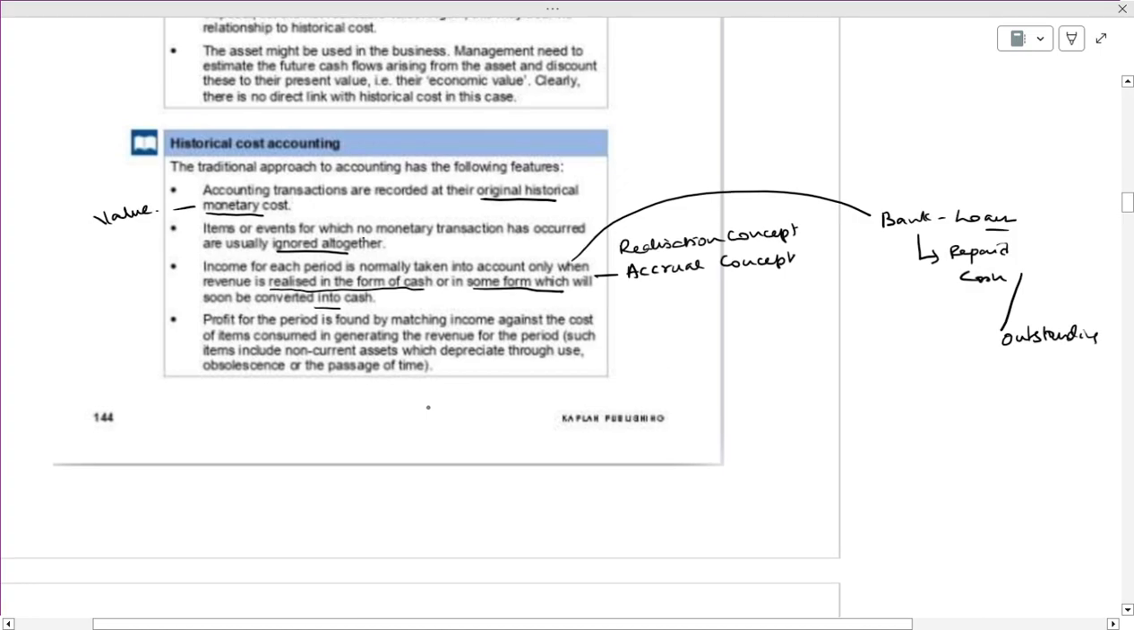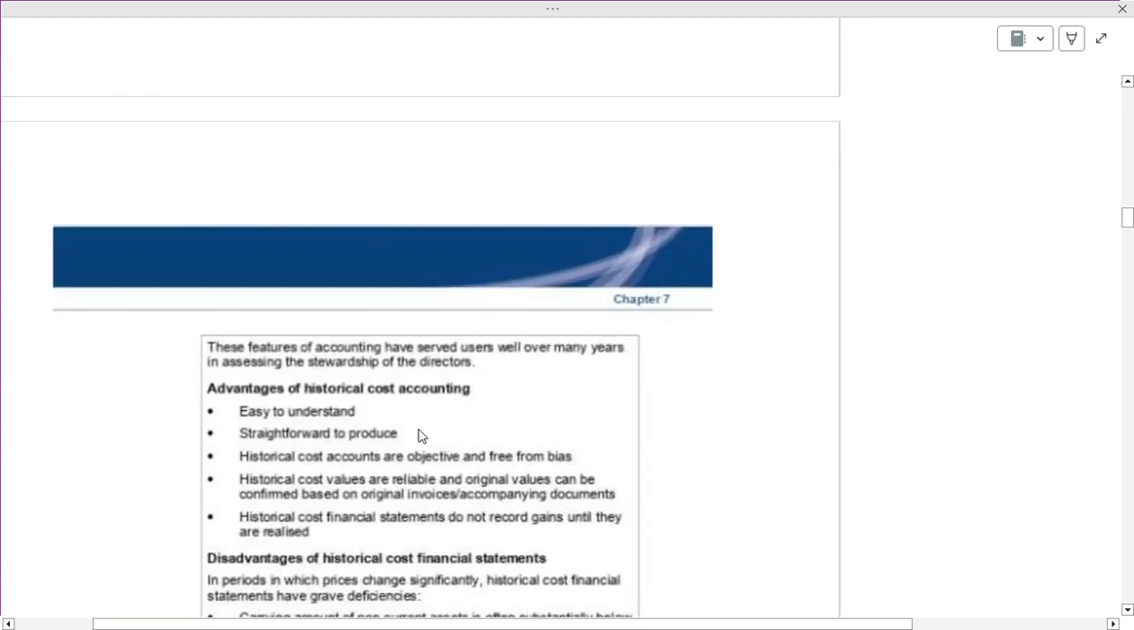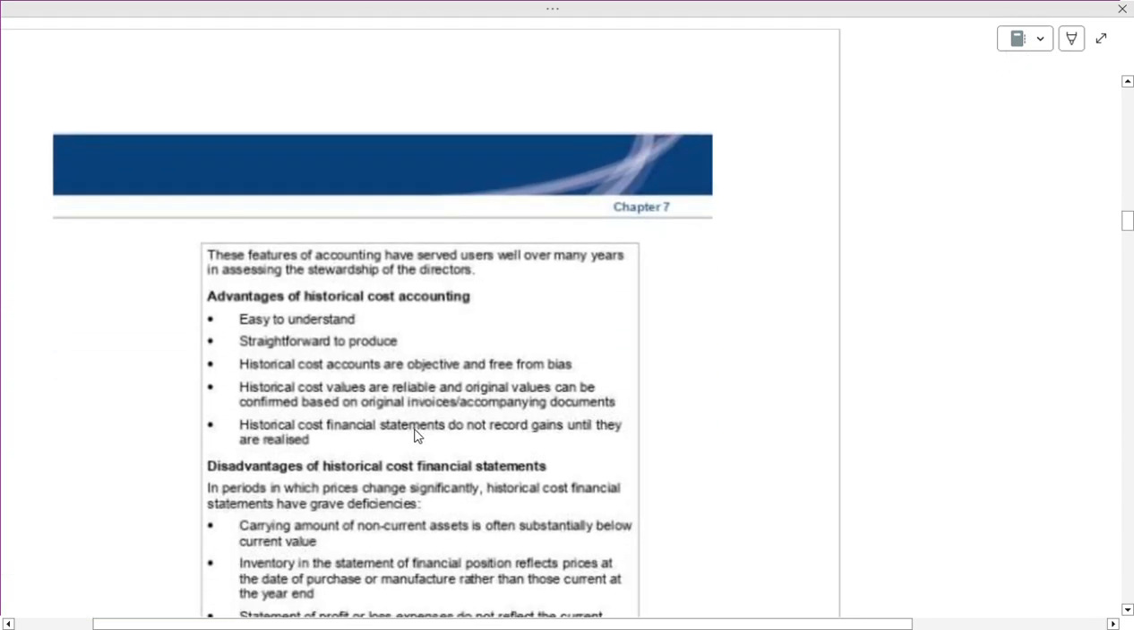Profit for the period, what are we doing? We are talking about the matching concept. We are talking in terms of matching the revenue with the expenses. Matching the revenue with the expenses. These are simple concepts, the very basics. This is easy to understand.